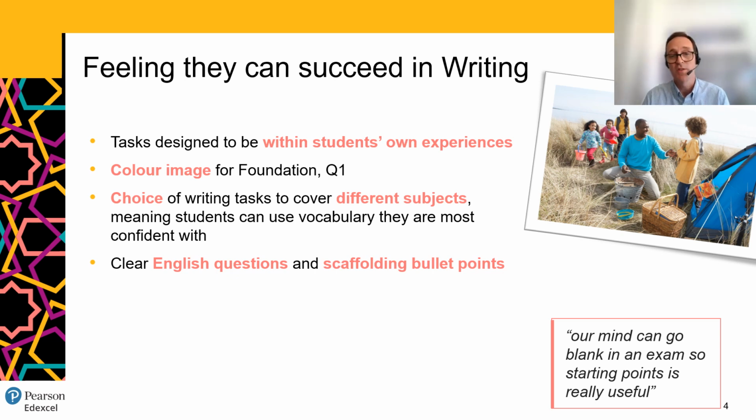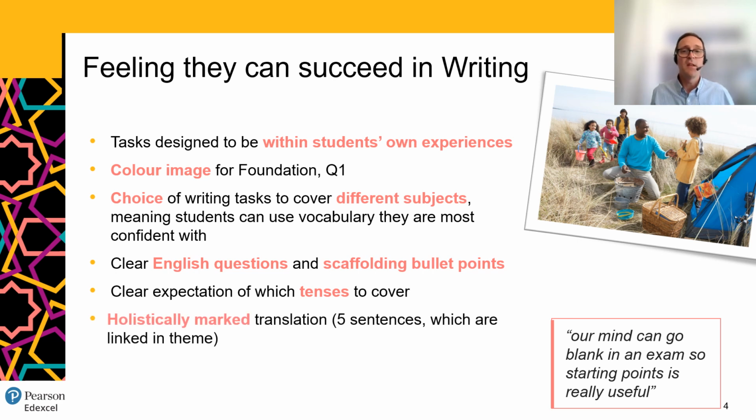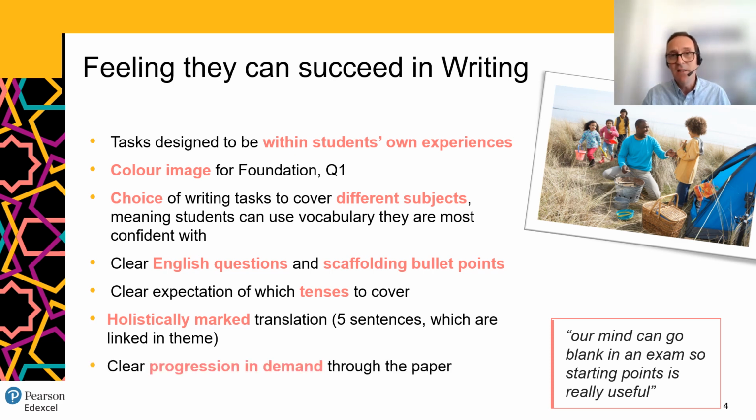There are clear English questions and scaffolding bullet points. Students have said if they don't have enough bullet points, their minds can go blank. So it's very useful and helpful for them to have necessary and the right number and the clear guidance in the bullet points to help with the longer writing questions. And within those bullet points, it is very clear the expectation of the tenses to cover. And the marking of the translation is holistically marked over 5 sentences, which are linked to the thematic context. And there is, and this is what students have fed back that they like, the ramping and progression in demand throughout the papers. They know what they're going to be expecting throughout.